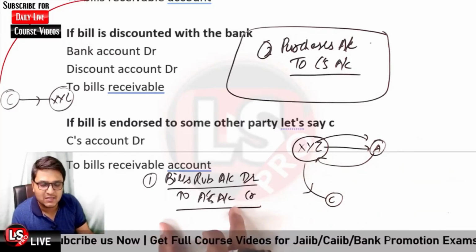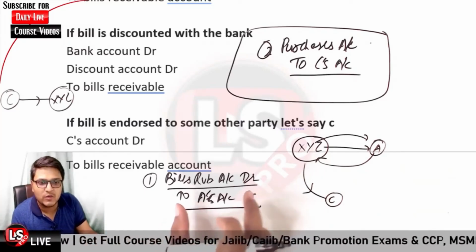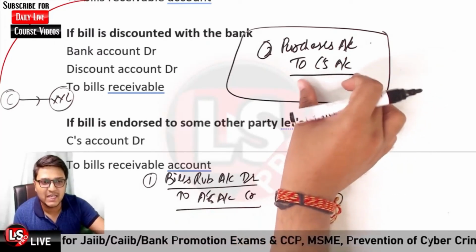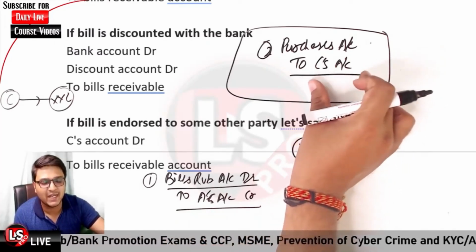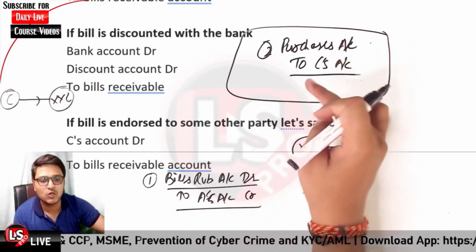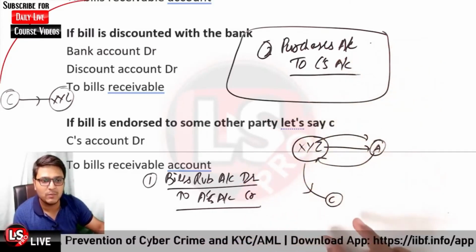So in this particular case, you are entitled to receive the amount. That is why bill receivable account is debited. But in this particular case, you have the liability to pay the amount. That is why C's account shows a credit balance over here. Now you are nullifying these two accounts because you have endorsed that particular bill to C.